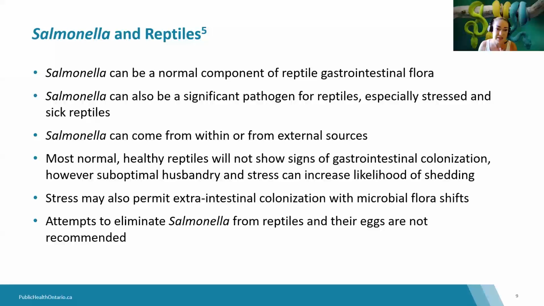Next slide, please. So salmonella can be a normal component of reptile gastrointestinal flora. So not every reptile always has salmonella, but it can be sort of sporadically detected in reptiles. It can also be a very significant pathogen for them, especially when they're already stressed or sick or have some other underlying process. So the salmonella that makes them sick can either come from within, from their own gastrointestinal tract, or it can come from external sources like their food or their environment. So most normal healthy reptiles will never show signs of gastrointestinal colonization, right? They just sort of trek along and you would never know it was there.